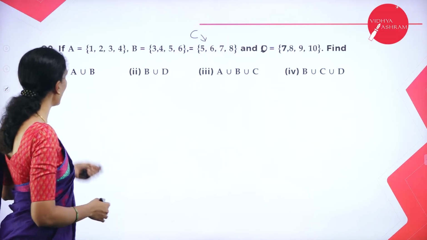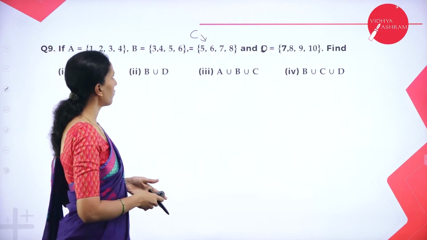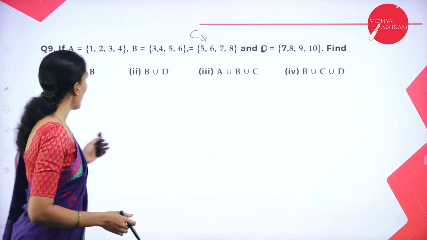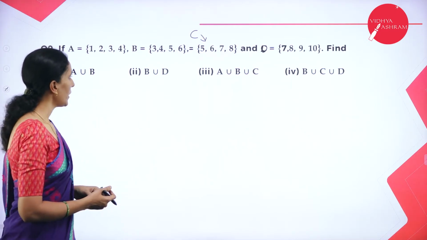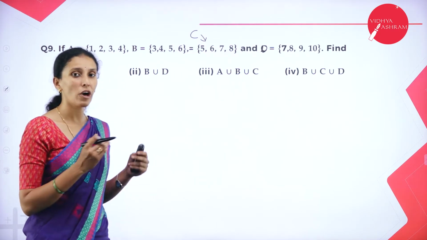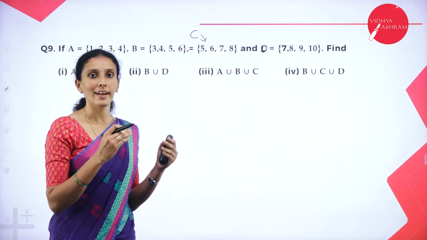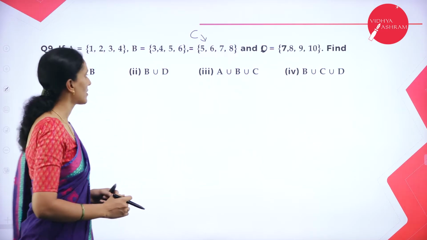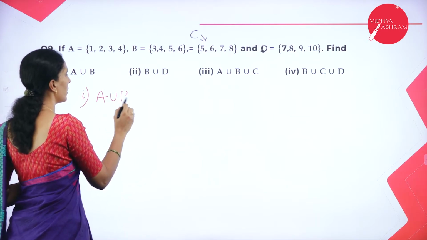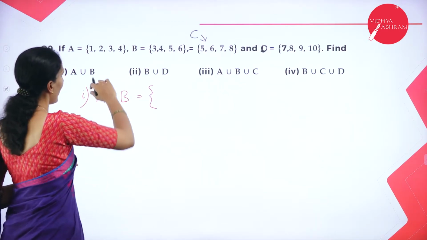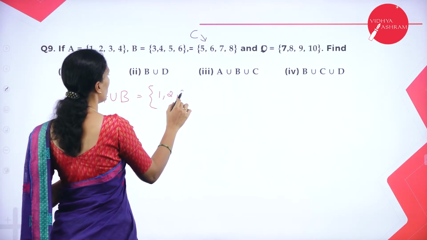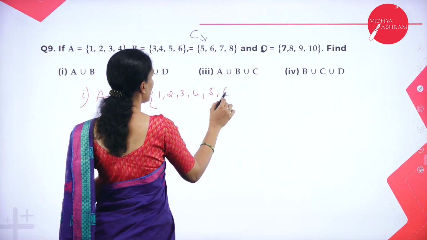Next question, we'll take A is {1, 2, 3, 4}, B is {3, 4, 5, 6}, C is {5, 6, 7, 8}, D is {7, 8, 9, 10}. Find A union B, B union D, A union B union C, B union C union D. What does union mean? Union means writing all the elements from the sets. Now A union B: writing all the elements from A as well as B, that is 1, 2, 3, 4, 5, 6.